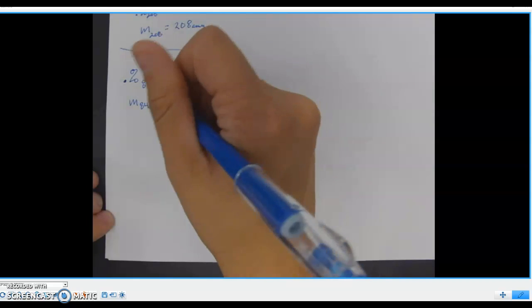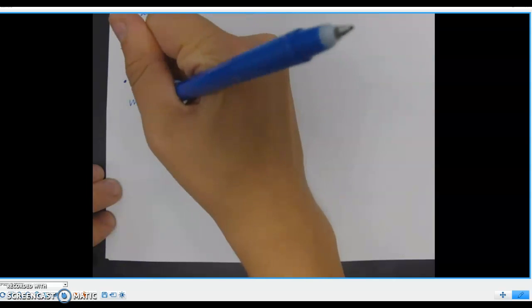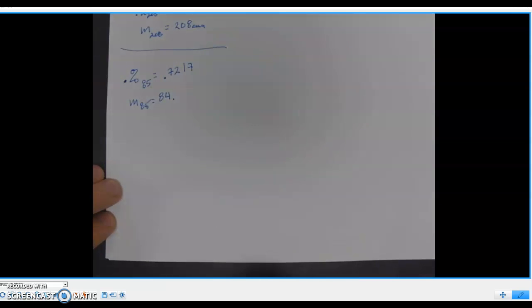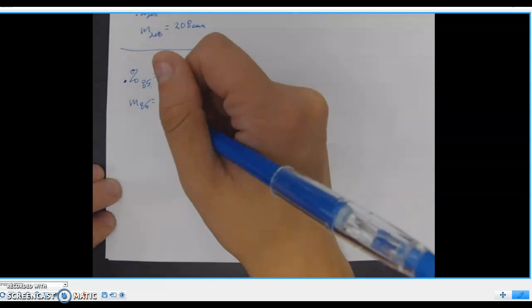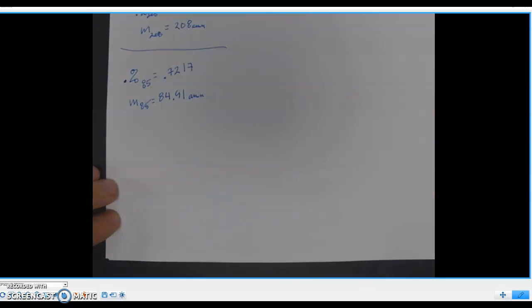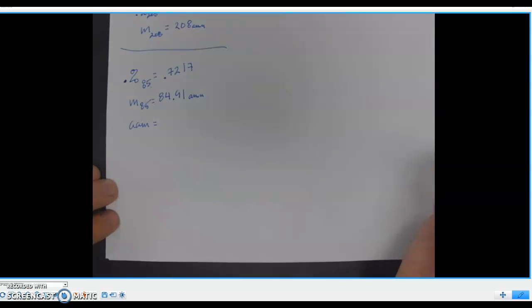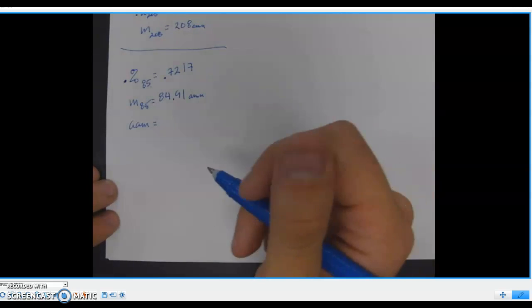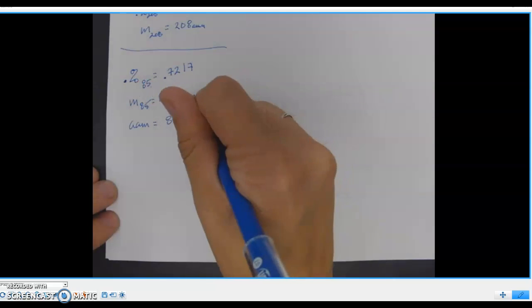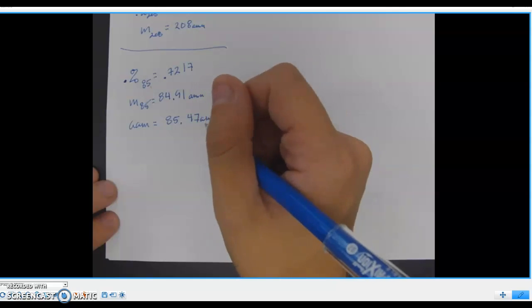Okay, and it has an atomic mass, so this mass of rubidium 84 is 84 point, sorry, I think it's actually rubidium 85. Rubidium 85 is actually 84.91 AMU. Okay. The average atomic mass of rubidium is 85.47 AMU. What is the percent abundance and mass of the second isotope?